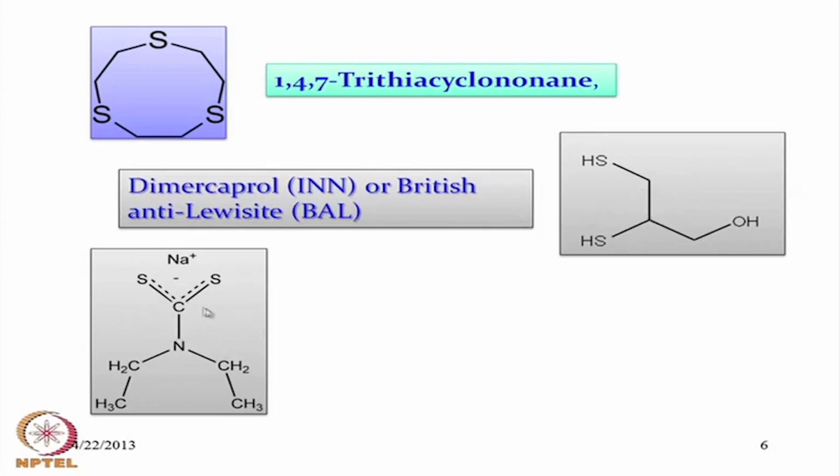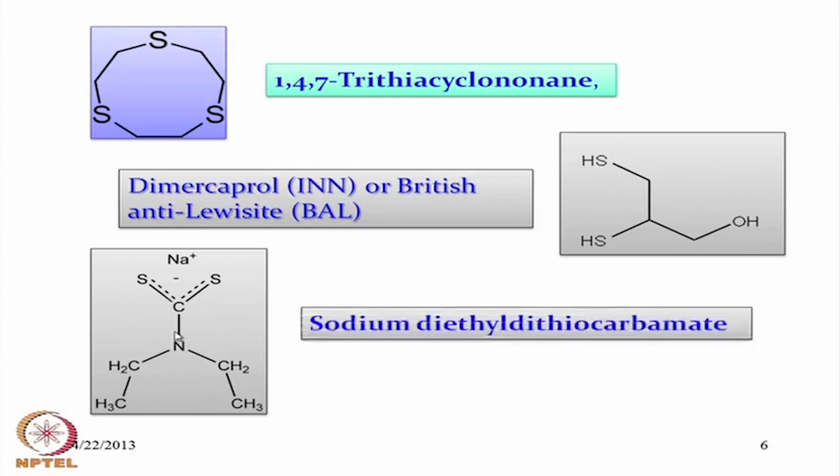Similarly, this sulfur binding to the heavy metal ion can also be established through another simple ligand, which is known as dithiocarbamate. So, sodium diethyl dithiocarbamate is another type of ligand where we take diethylamine. This is basically diethylamine, and when diethylamine is reacted with carbon disulfide in sodium hydroxide medium, we get the corresponding sodium diethyl dithiocarbamate ligand.